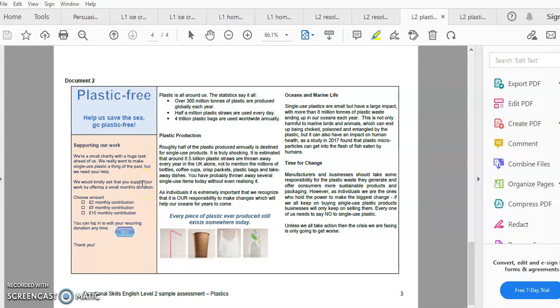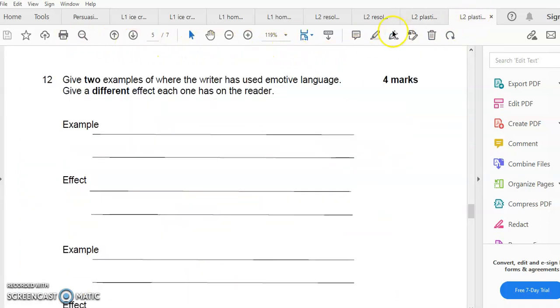And don't forget, that isn't necessarily you sat in the exam room. It's what they intended to have. It's the effect they intend to have. Okay? I'm going to go with end up being choked, poisoned and entangled there. I quite like that. You know, that's emotive. It's conjuring up quite a horrible emotion, really, isn't it?